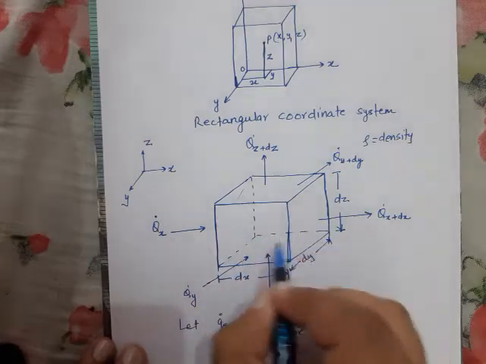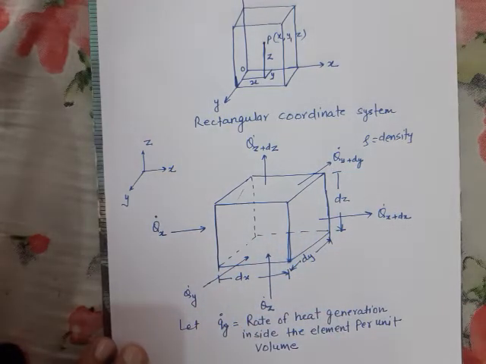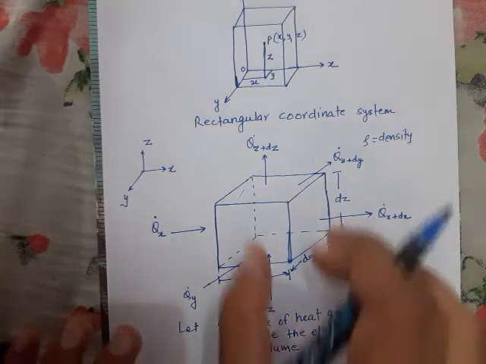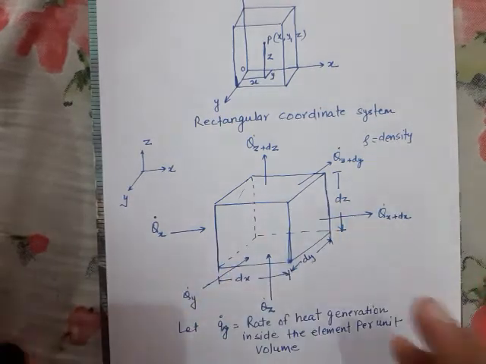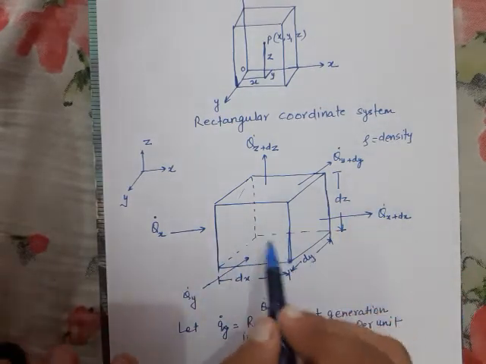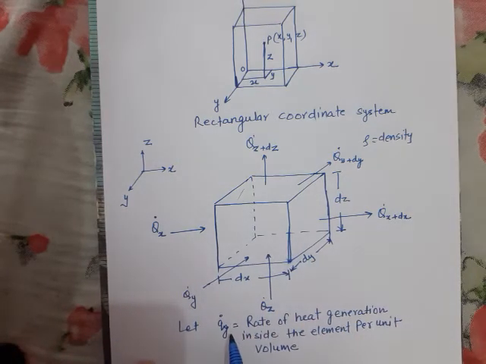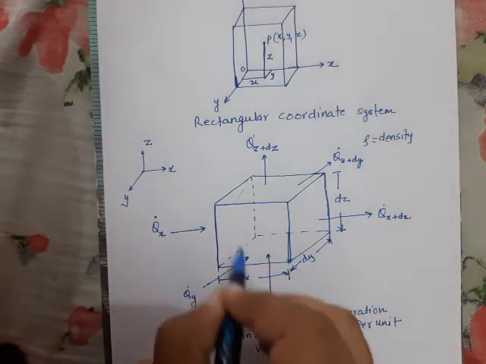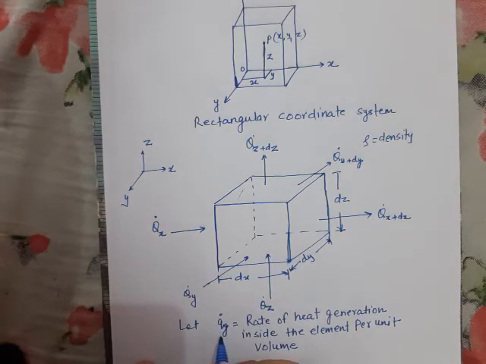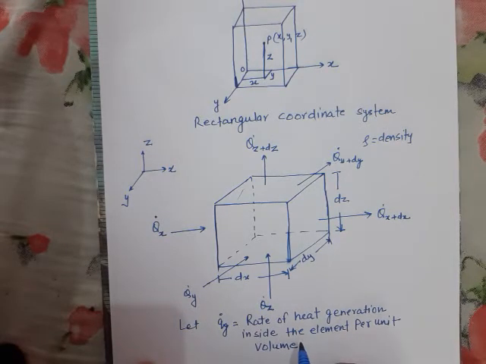Let heat be generated by some source inside the element. Let there be some heat generation source within this element, which might be there or may not be there, but I am considering that some amount of heat is generated per unit volume within this element, which is specified by q dot g. I am again repeating, let q dot g indicate the rate of heat generation inside the volume element per unit volume.